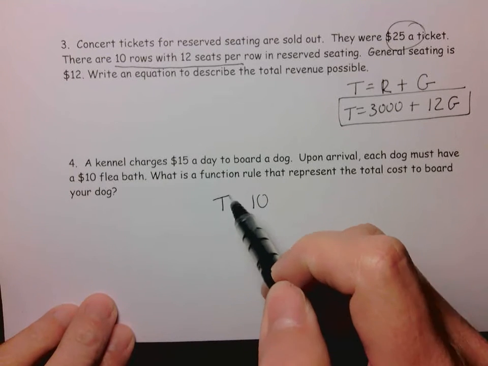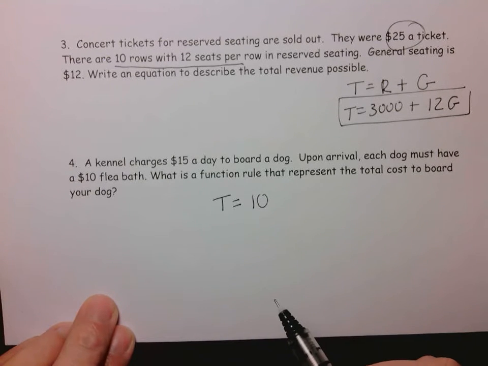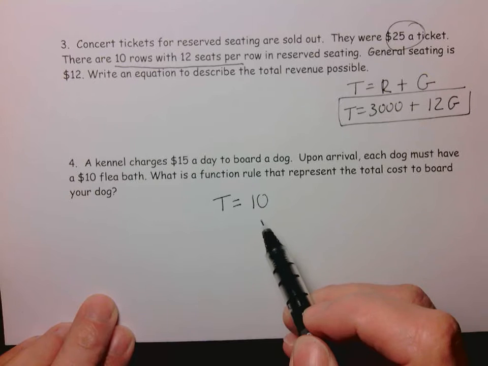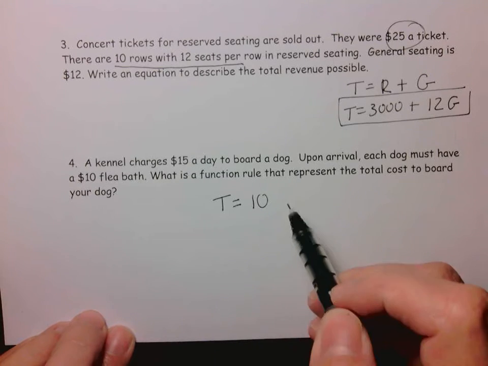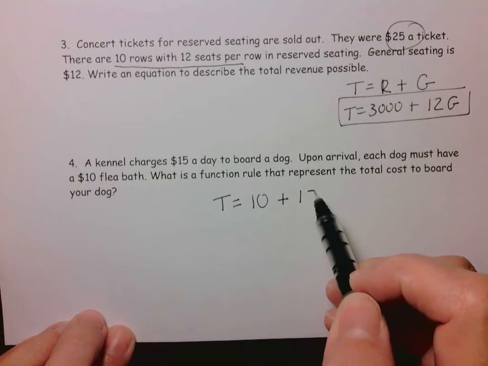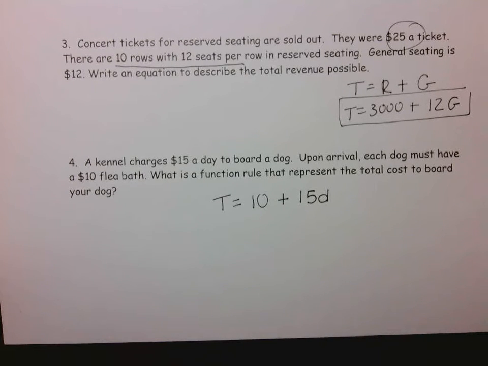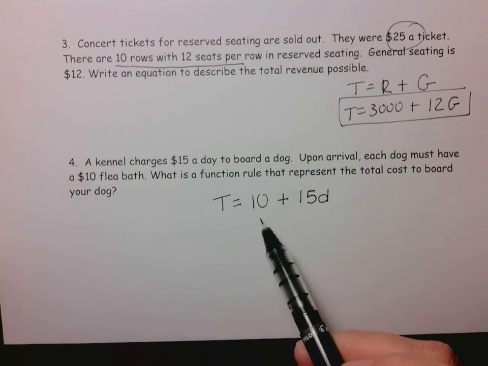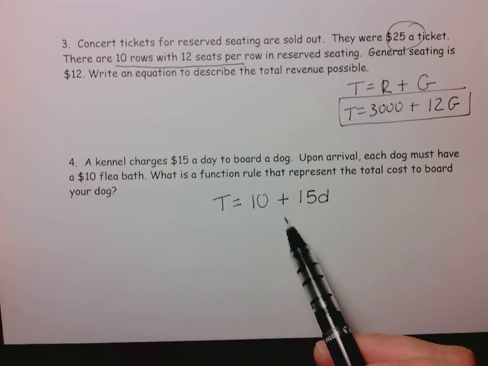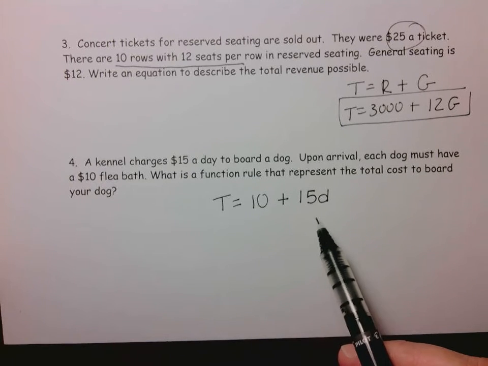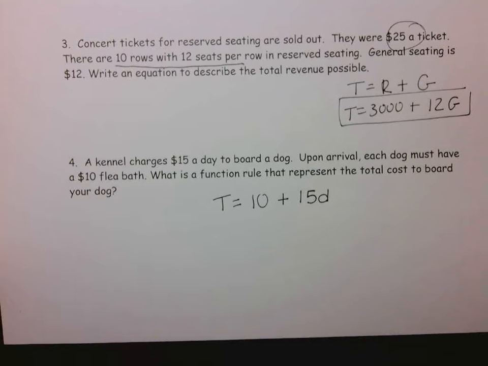So my total bill when I pick up my dog is going to equal the $10 for the flea bath plus every day he's there, I'm adding another $15 to my bill. So $10 for his flea bath plus $15 a day. That is going to be my total bill. So my total bill is dependent upon how many days he's there.